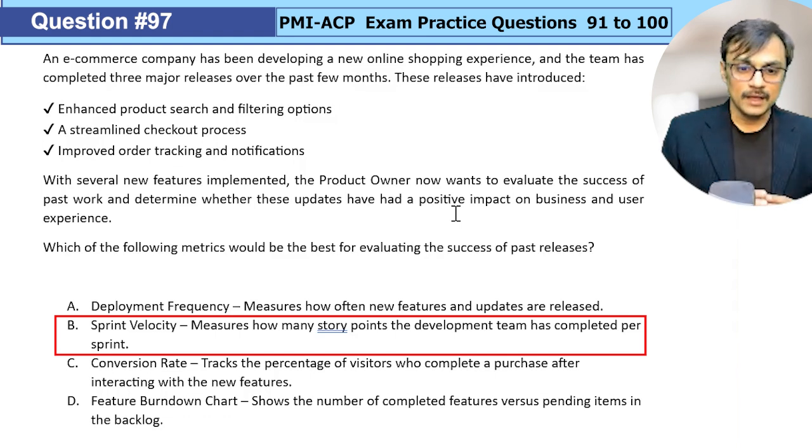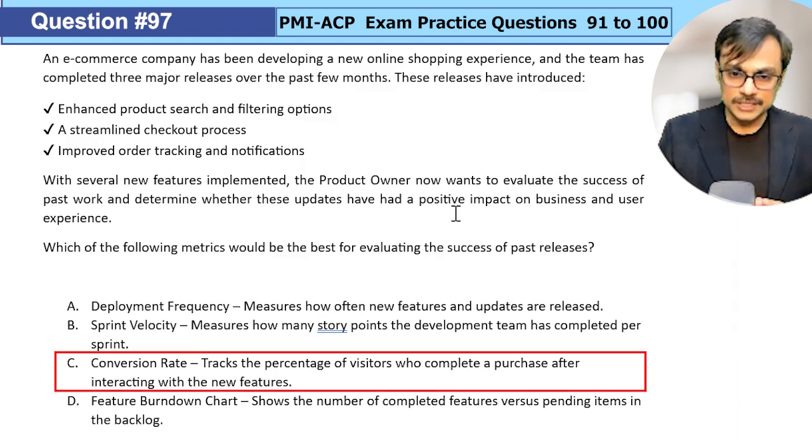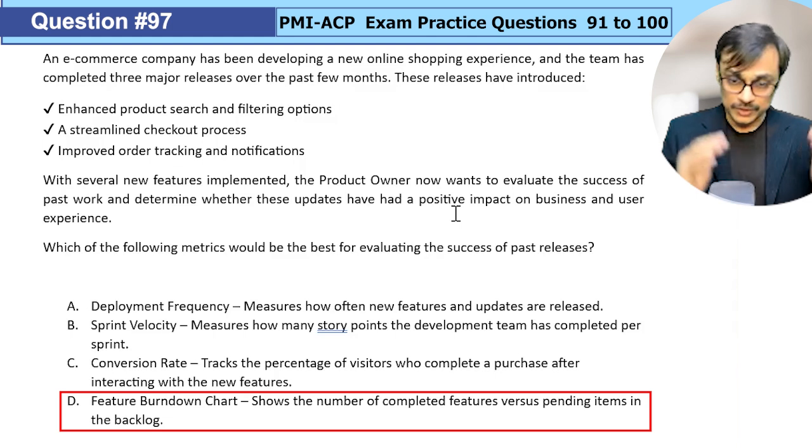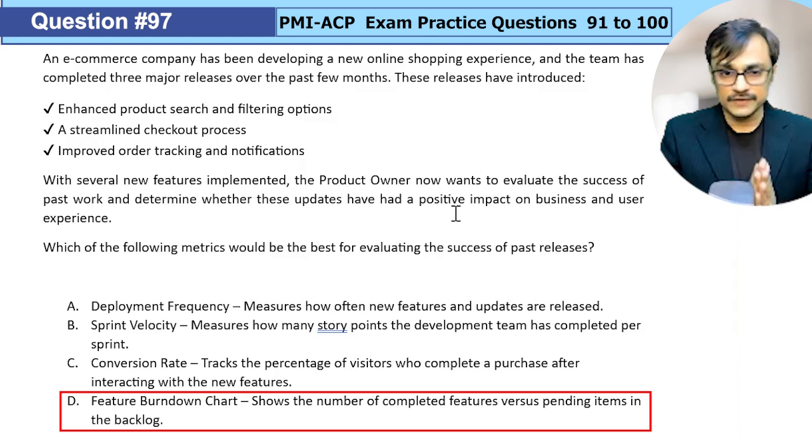Conversion rate, tracking the percentage of visitors who complete a purchase after interacting with the new features. Definitely a great idea. Feature burndown chart shows the number of completed features versus pending items in the backlog. You can say story burndown or feature burndown, whatever it is, it is not necessarily focusing on the end customer.